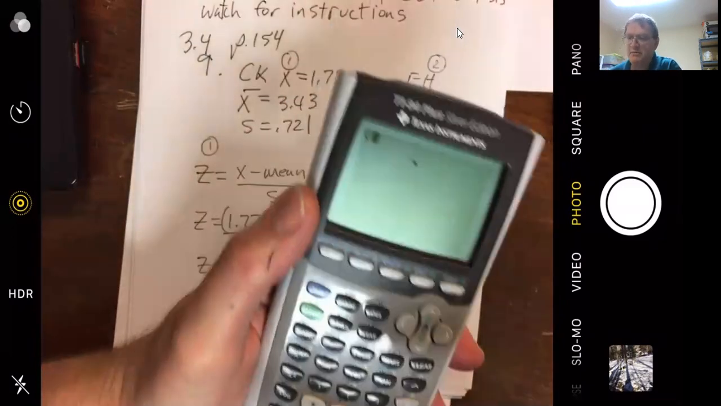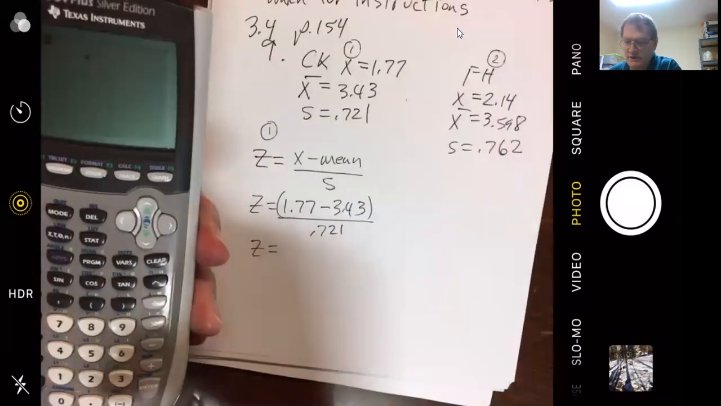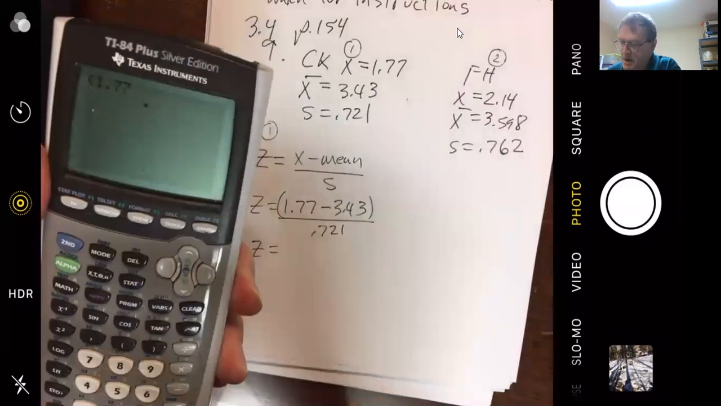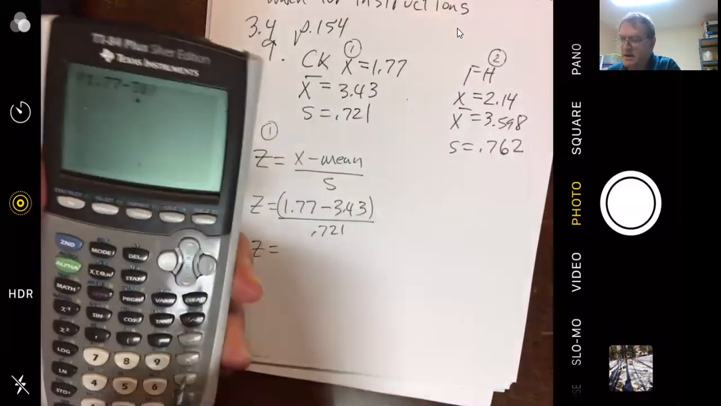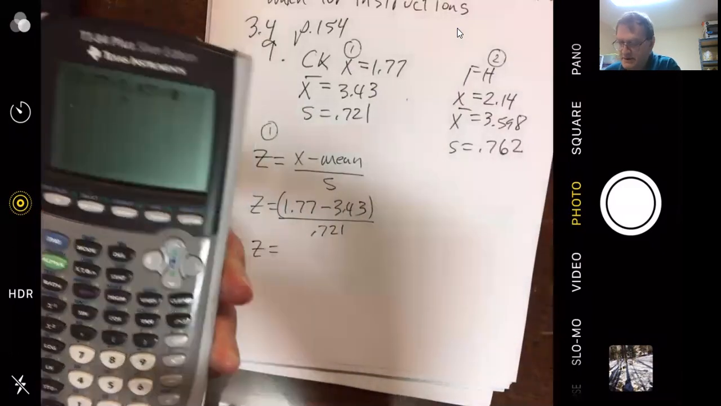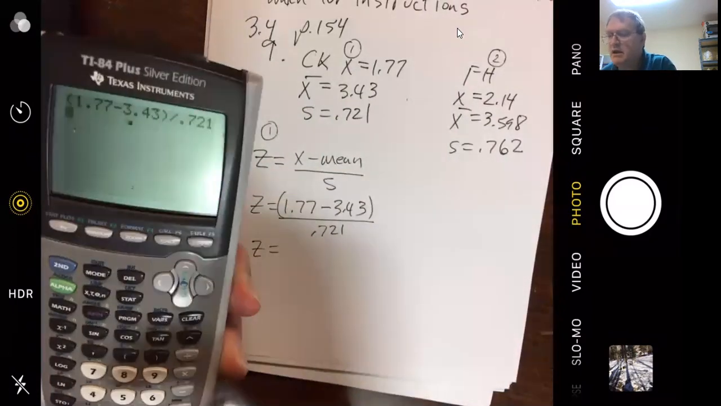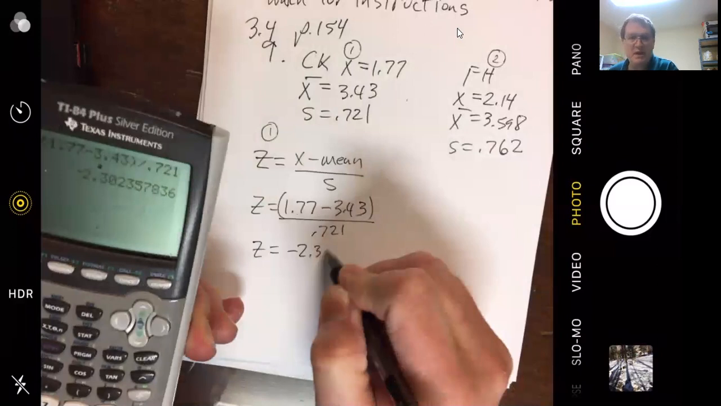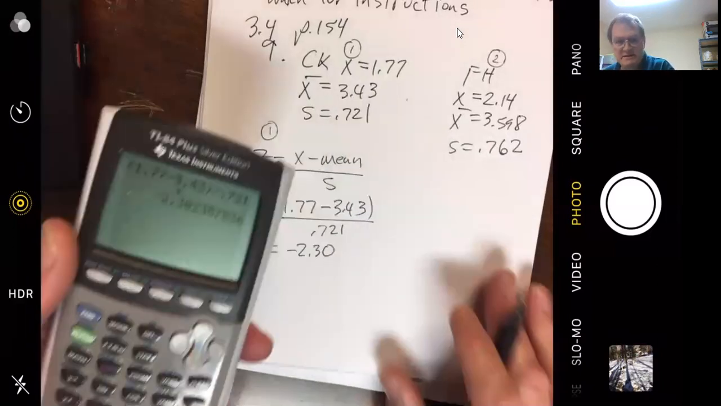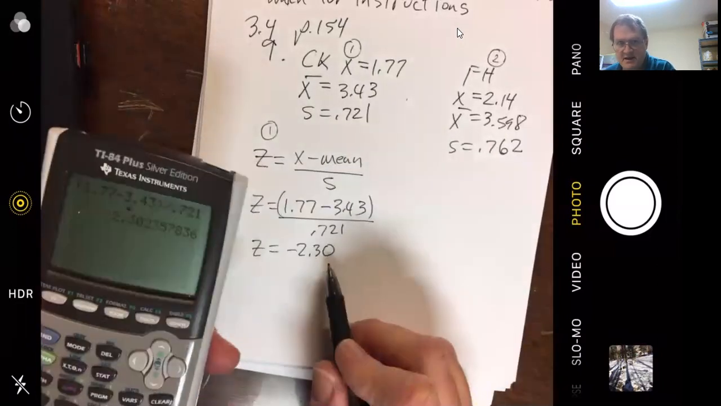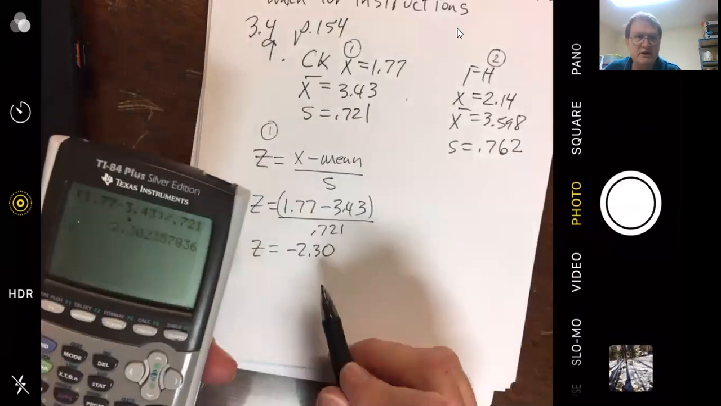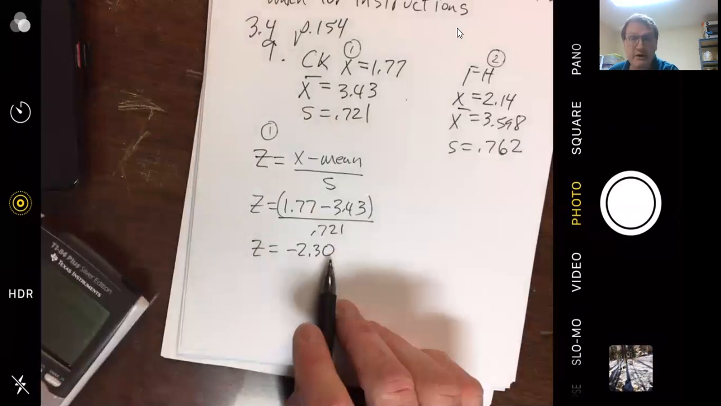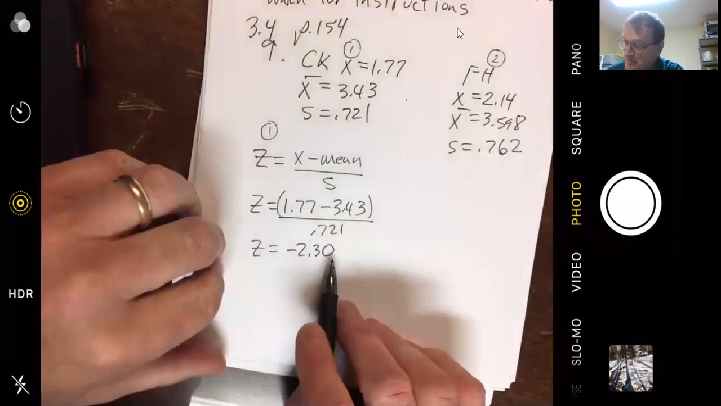Let's see if I can get both of them up. Oh, we're getting a little less delay here. Things are working better. Minus 3.43, divided by 0.721, negative 2.30, call it. So you understand what that means? Are you still here? Oh, okay. Yeah, that means he's 2.3 standard deviations below his mean.